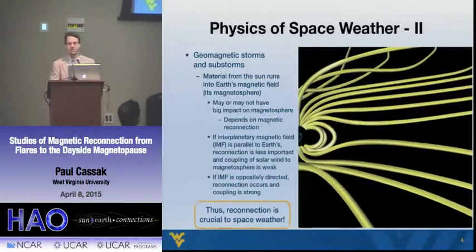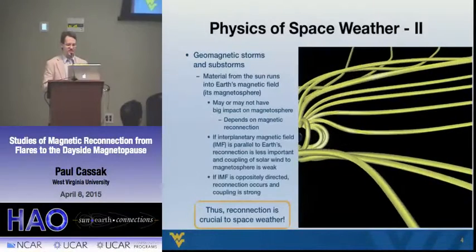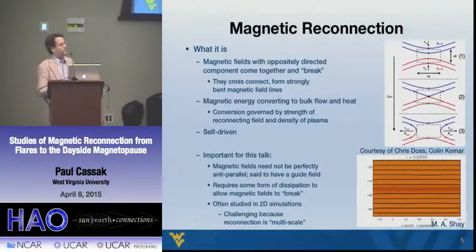And putting it together, both at the solar flare level and at the geomagnetic storm level, reconnection plays a huge role. So it's a very important process to study. So what reconnection is, again, if you haven't seen this, these are magnetic fields pointing opposite directions, and the idea is they come together, and we talk about it in terms of them breaking and cross-connecting, and when they do that, they form these magnetic fields that are very bent, and bent field lines want to straighten out, and they give you jets to the left and right in this picture, and so that's how it converts the energy from the magnetic field into flow and into heat.